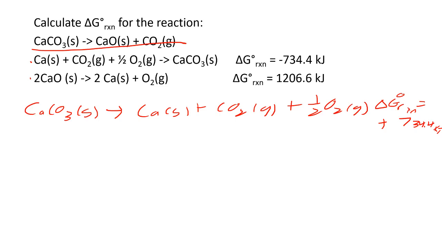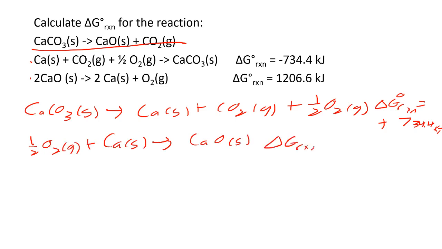Now for the second reaction, we need to do two things. It's also on the wrong side. Our calcium oxide should be on the product side. It's currently on the reactants. But the numbers are also too large, so we want to halve everything. So we're going to multiply everything by a half when we reverse it. Then we're going to get half of an O2 plus one calcium solid goes to one calcium oxide solid. And when I do that, I get a delta G reaction equal to negative 603.3 kilojoules.